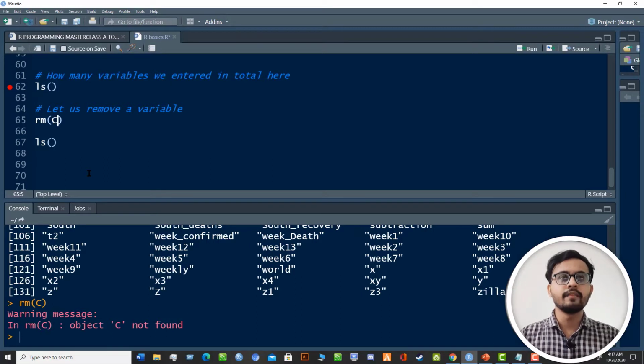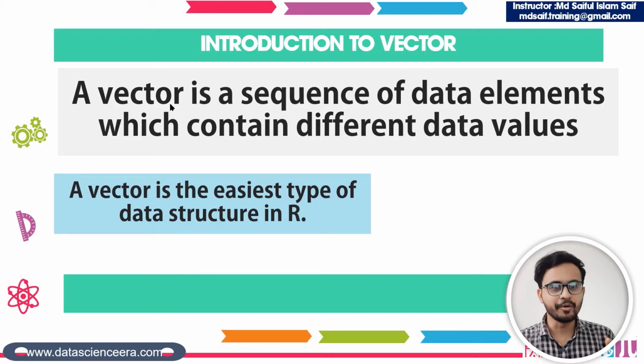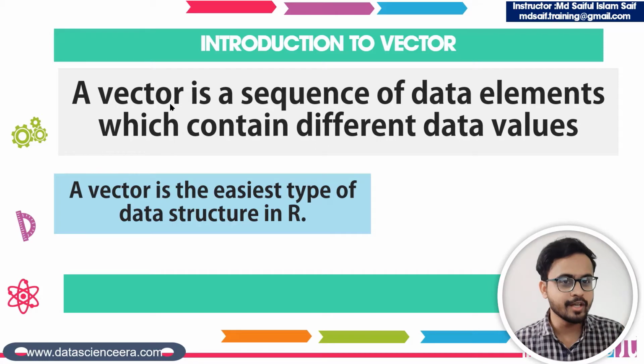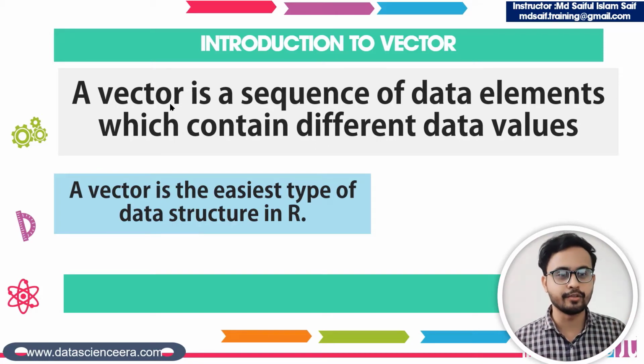Now let us learn about the vector. A vector is a sequence of data elements which contain different data values. This is just a simple definition. Just assume a practical sense. Just a few seconds ago we learned how to assign a value to a variable, for example x, the value of x is 6. But in practice you don't have one value, right? You have a lot of different data values.